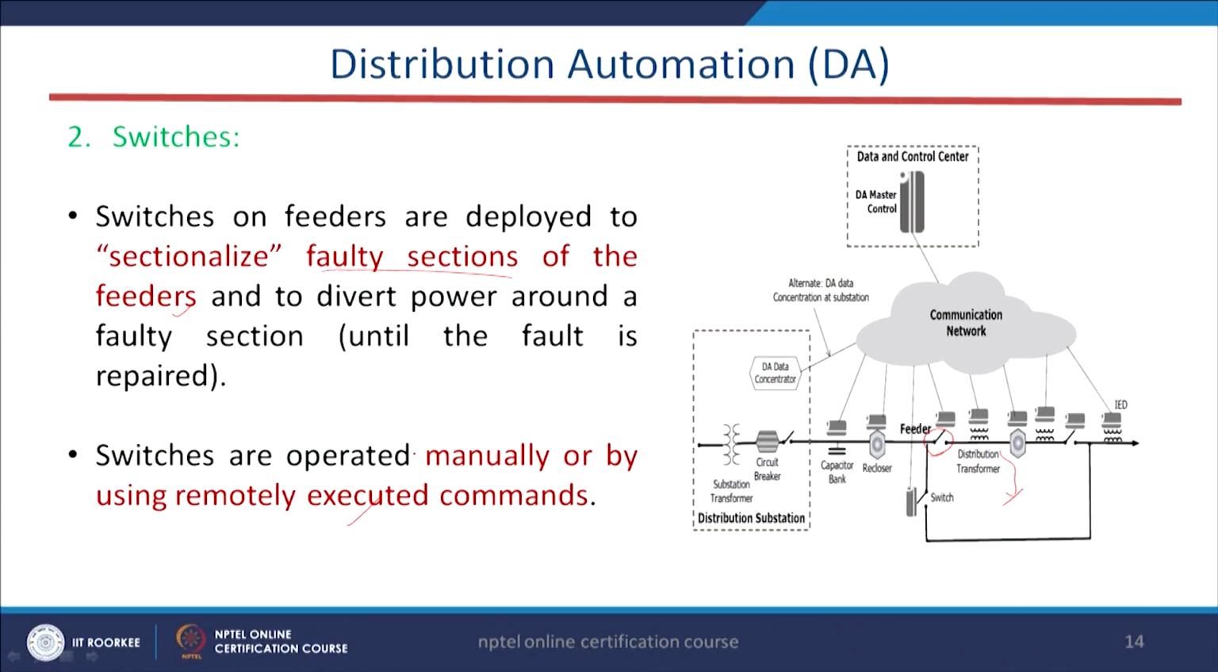That is the function of this switch, so that we can save some of our loads which are connected to the healthy section, and we should not allow the fault current to propagate to the healthy sections, otherwise the devices will see a huge amount of current. The current is very high during the fault condition. The switches are operated manually or by remotely executed command, again as I said before for the reclosers. Similarly, in a smart grid system our technology should be so fast and so automatic that we operate these switches automatically too.